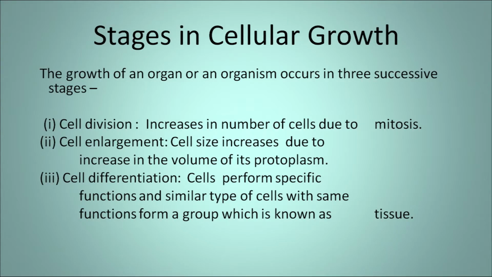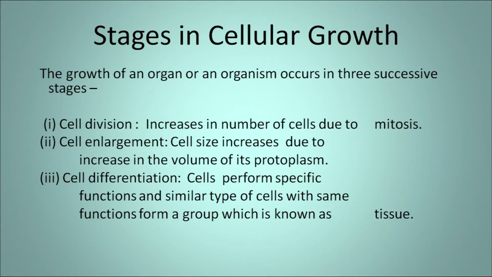Now, coming to stages in cellular growth, there are three main stages in cellular growth: cell division, cell enlargement and cell differentiation. Cell division is mainly possible due to mitosis, and cell enlargement is the increase in the volume of the cell because of the increase in the volume of protoplasm. And differentiation, as we have just mentioned, is when the cells during the course of their maturation become so specialized that they can perform a particular function.